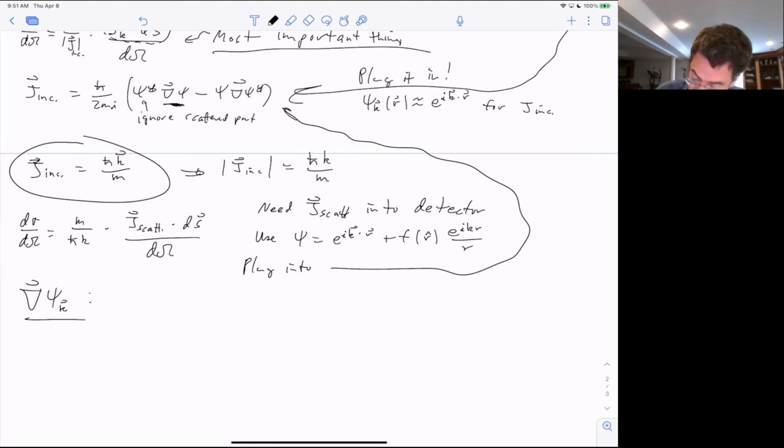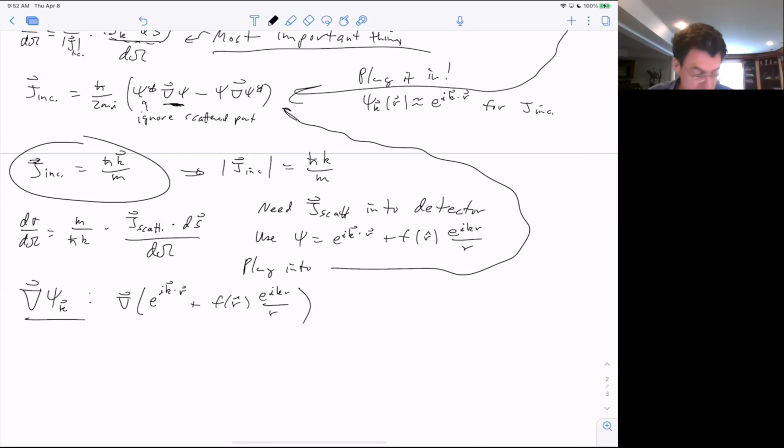And so let's do that. The gradient of e to the i k dot r plus f of r hat e to the i k r over r. All right, so we do that, and what we get is the gradient when it hits that plane wave. Do you guys know what the gradient gives us when it hits a plane wave? Can you tell me now? I'm asking you a question.